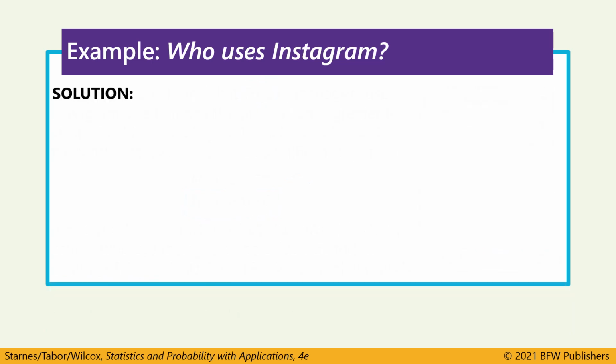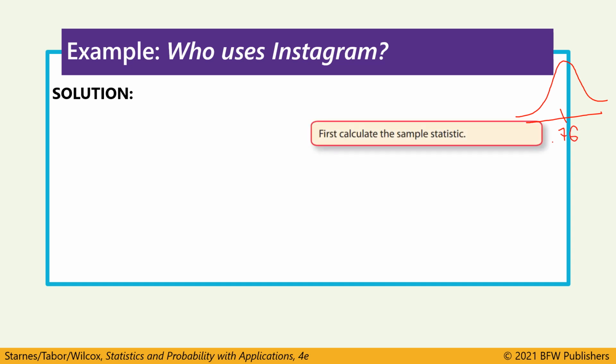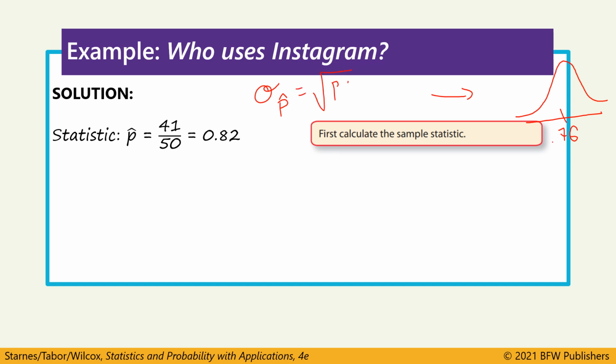So for this problem, we have our distribution, which is based on the null hypothesis. Our null hypothesis says that 76% of teens use Instagram. Joe believes that's larger. He ends up with a sample statistic based on his random sample of 50 students of 41 out of 50. The other thing that we need for this distribution is the standard deviation. So we're going to do sigma p-hat equals the square root of pq over n. Now remember, we're using the p of 0.76, not the p-hat.